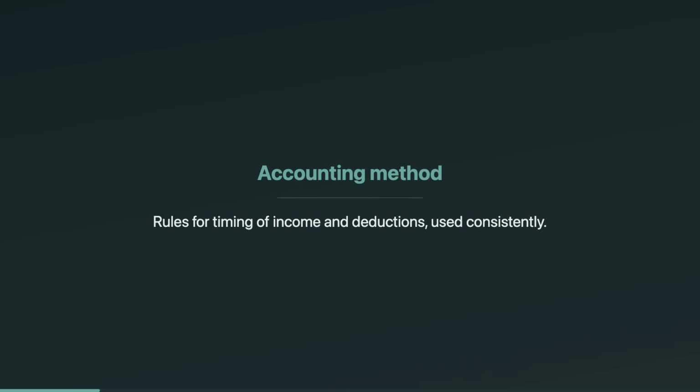An accounting method is your rulebook for when and how you report income and deductions. The IRS cares about two big buckets: your overall method, like cash versus accrual, and the treatment of a material item, meaning a recurring item that affects timing. On the EA exam, they love asking whether something is a method change or just a one-time correction. Method changes usually need Form 3115.